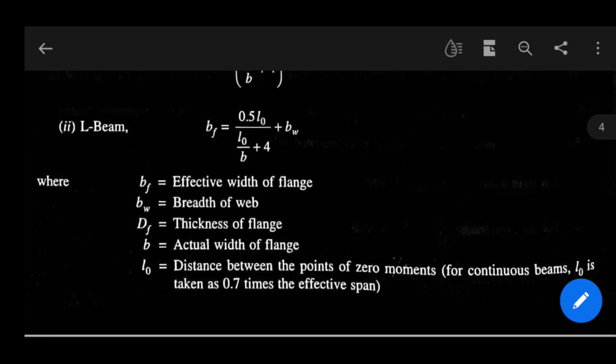Now L0 is the distance between the points of zero moments. For continuous beams, L0 is taken as 0.7 times the effective span. Otherwise, whichever length is given for the flange in question, we can use that length as L0. But for a continuous beam, we have to take 0.7 times the effective span.